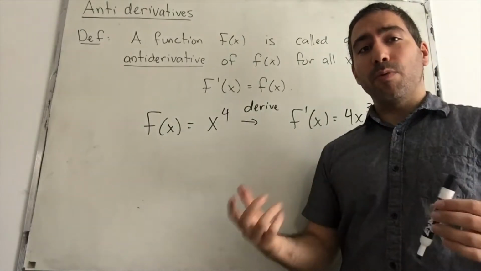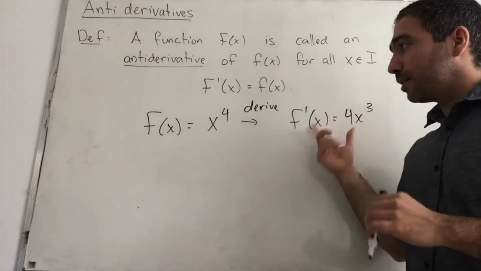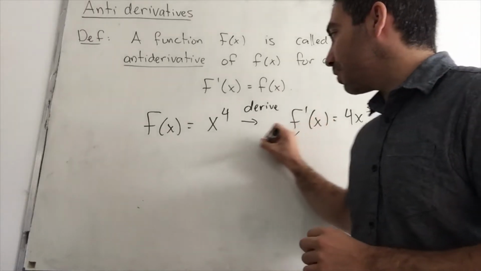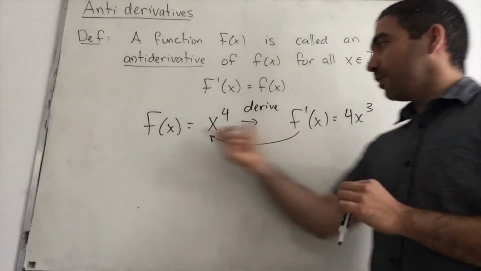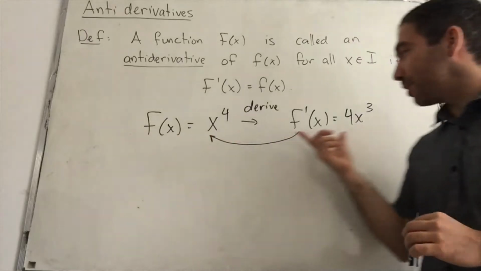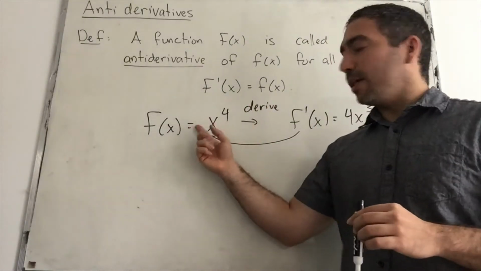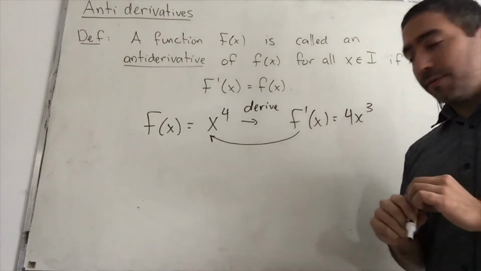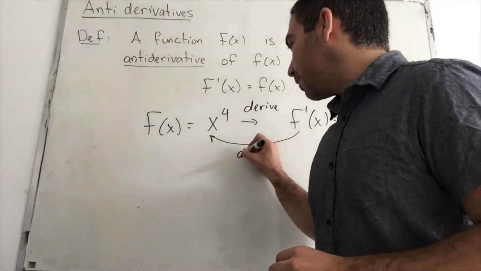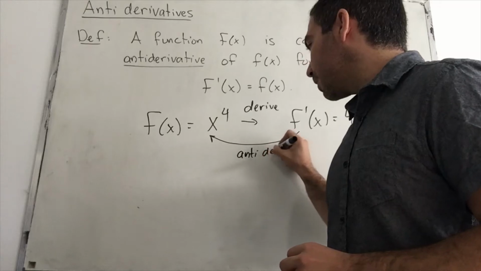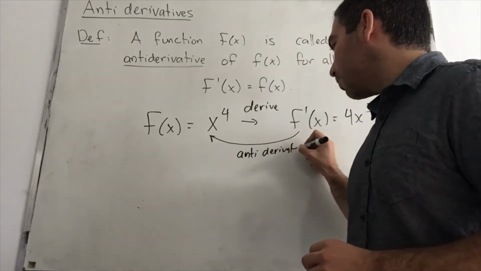Okay, but now what we do is we look at this and we want to work backwards to get to this point. So instead of starting with the x to the 4, now we're going to be starting with 4x cubed, and we're asking ourselves, what can we take the derivative of in order to give me this? This is antiderivatives, essentially going in the reverse order.